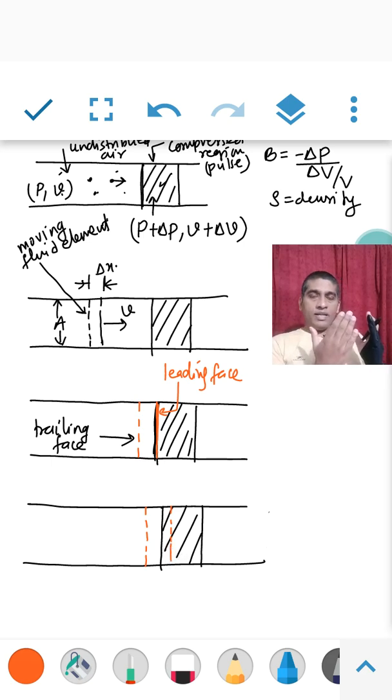As the element enters inside the pulse, it gets slowed down. There will be slowing of the element, and the slowing continues until the element is completely inside the pulse, that is, until the rear phase of the element is completely inside the pulse.